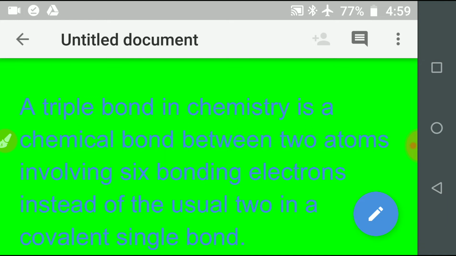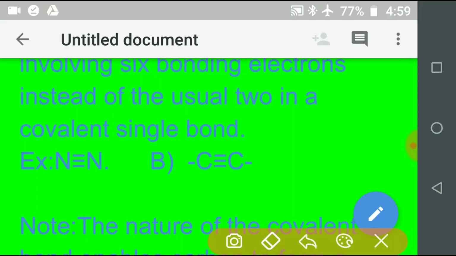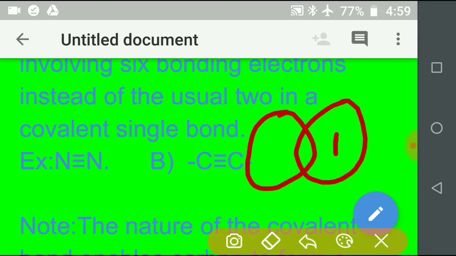Once again, a triple covalent bond is formed by the mutual sharing of three pairs of electrons. For example, nitrogen. Here, nitrogen also shares three pairs of electrons. Let us consider the dot structure of nitrogen. Here one nitrogen and here another one, N and N. Each donates 3 electrons to form a stable structure. Therefore, the bond formation is a triple bond.